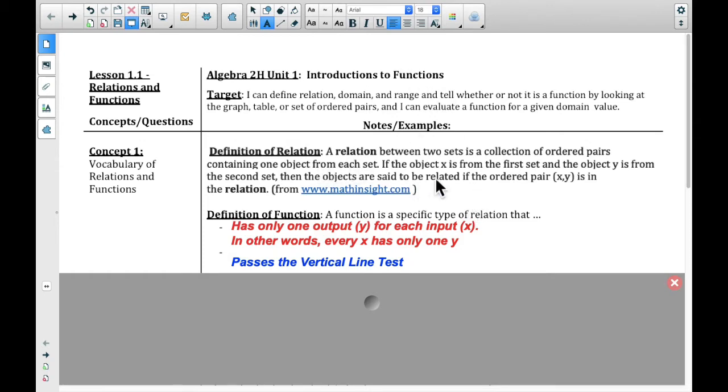Relations are just any two ordered pairs, just x, y. That would be a relation. A function is a little bit more specific. It has only one output for every input, so only one y for every x. In other words, every x has only one y. Also, some of you might have learned the vertical line test. A function passes the vertical line test. If it doesn't pass the vertical line test, it is not a function.